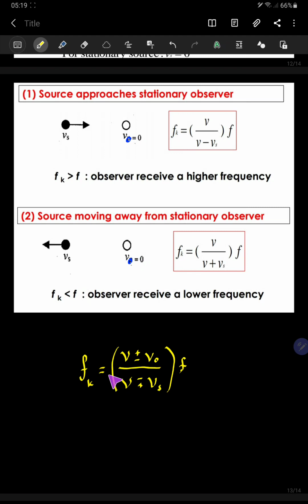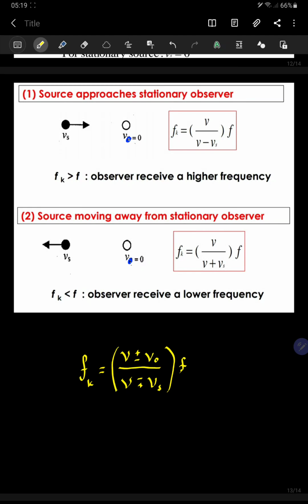Now the equation is (v ± vo) over (v ∓ vs) times the frequency of the source. In this case, the observer just stays static, so vo equals 0. Cancel out vo. What do we have? Just vs only. So is it plus or minus? The source comes towards, which means the sound becomes louder, so f' here should be greater. To have a greater frequency here, the value at the bottom should be smaller, because something divided by a smaller value gives you a greater value. So it must be minus.